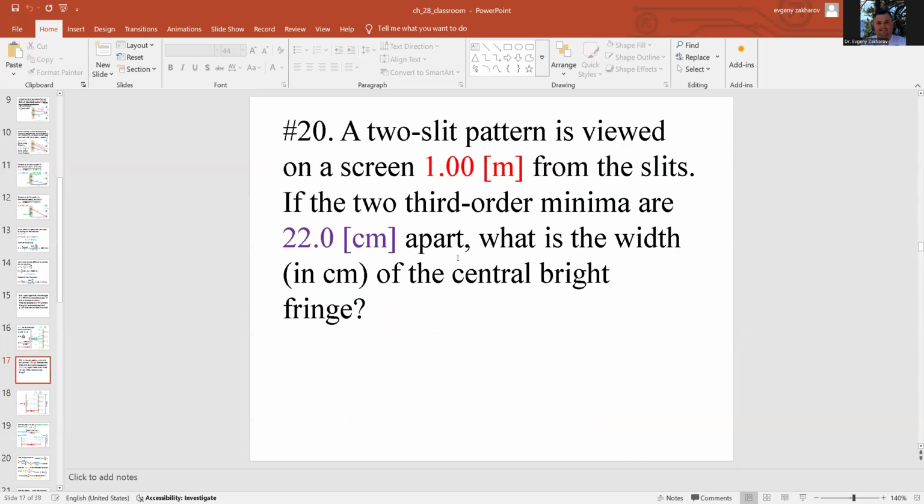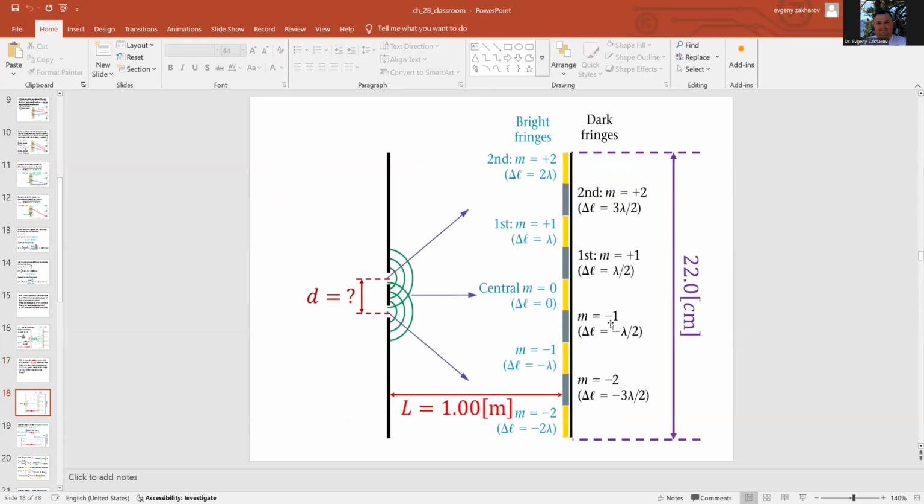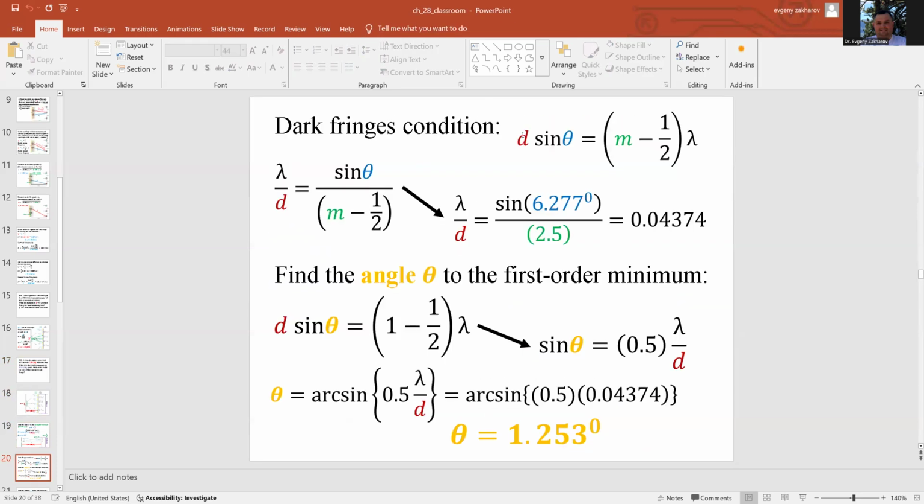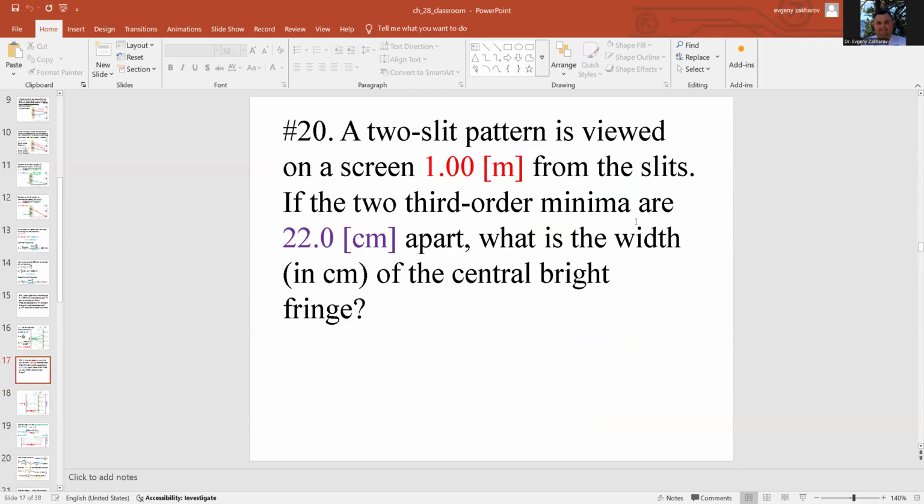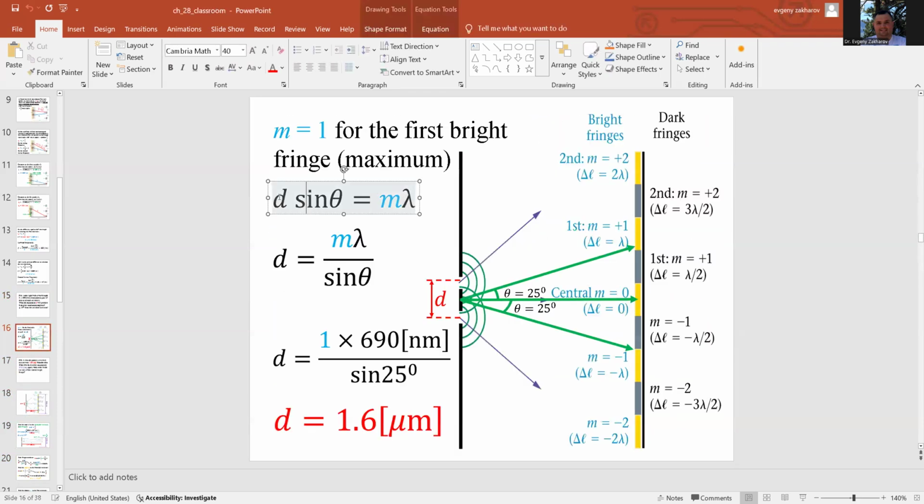And don't forget that if it's minima, then the formula is different for what you have compared to maximum. So you do have the extra lambda over 2, and you don't have any lambda over 2 for conditions for bright fringes.